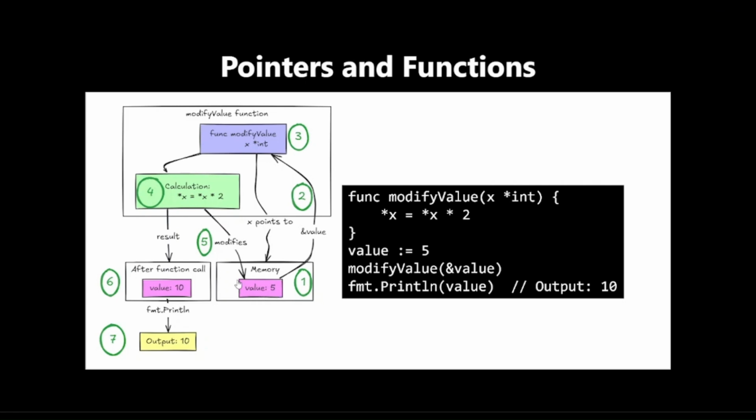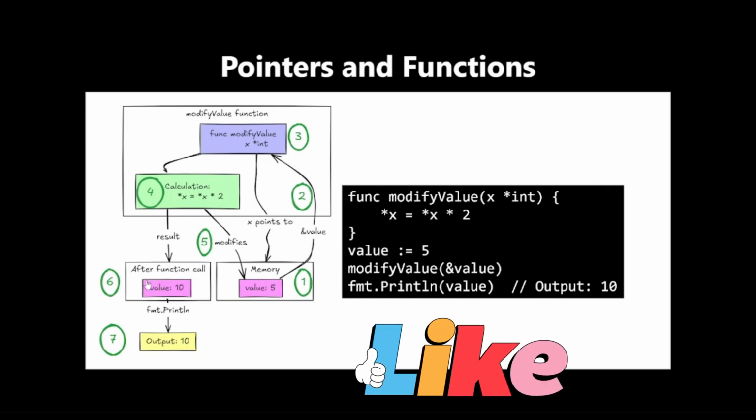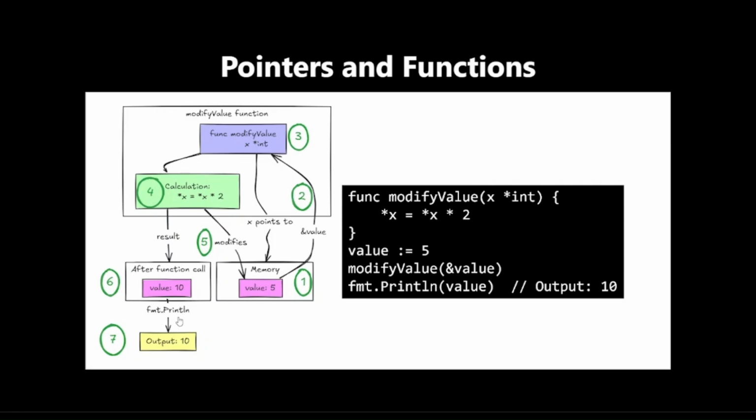After the function call completes, we can see that the value in memory has changed from 5 to 10. Finally, when we print the value, we see the output is 10. This process demonstrates the power of pointers in Go. By passing a pointer to a function, we can modify variables that exist outside the function's scope. This is more memory efficient than passing large data structures by value and allows for direct manipulation of data.